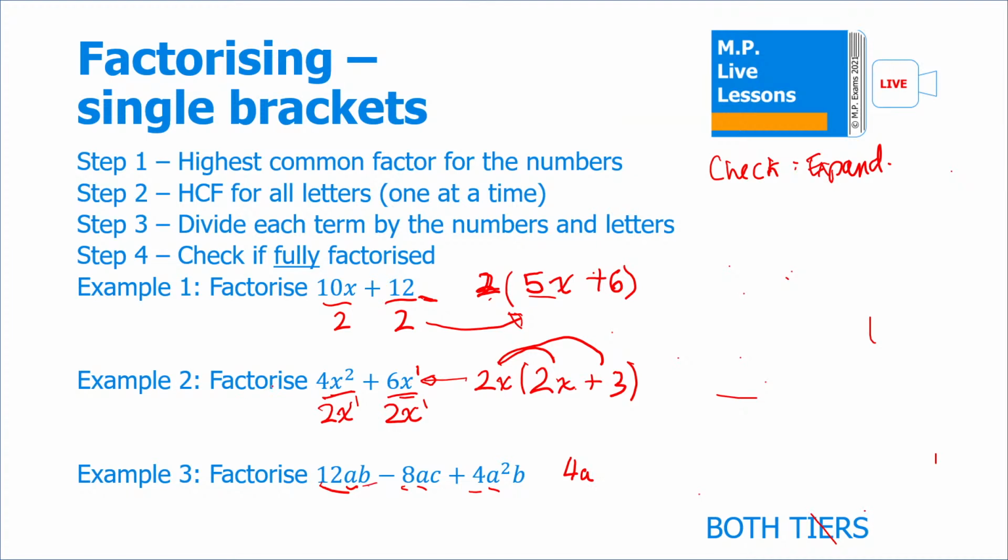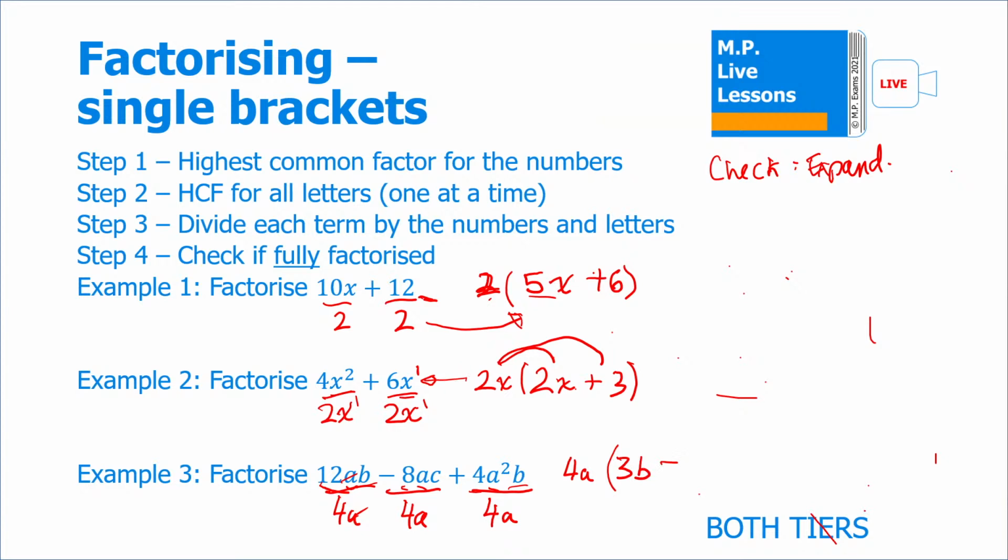And next we'll check for B's. It's not found in every term, so we don't put it in. And C is not found in every term, so we don't put it in. So we divide everything here by 4A. So 12AB divided by 4A, so the A's cancel out like this, since they're identical. 12 divided by 4 is 3. B doesn't get divided, so leave as it is.